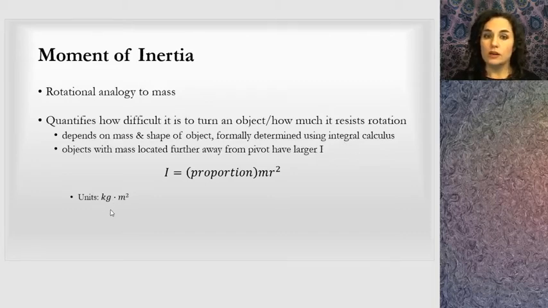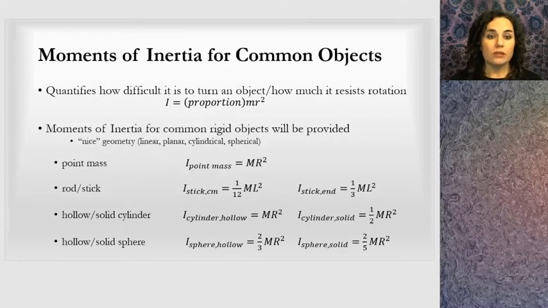The units of moment of inertia are kilograms times meter squared, and you can see this from the general equation I put here. A general moment of inertia is some sort of proportion, less than 1, times a mass term times a distance term squared. And it talks about the radius of the mass away from the pivot point. But for common objects in general physics, you will be given a moment of inertia.